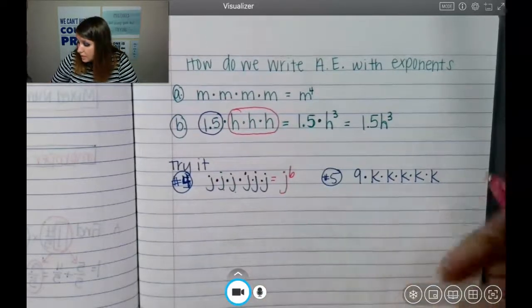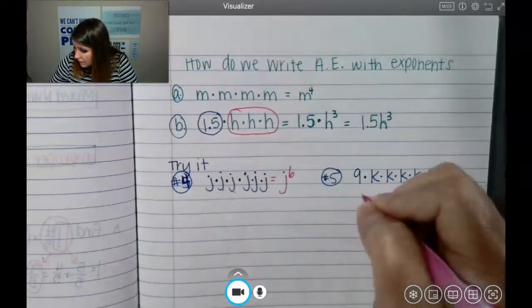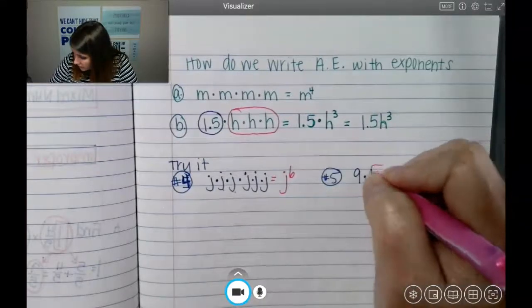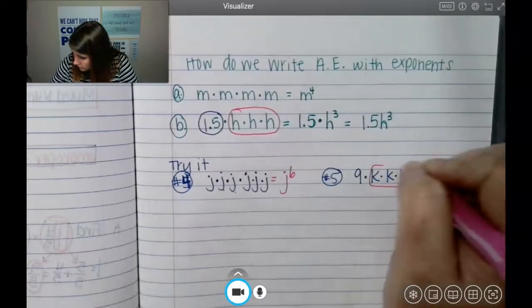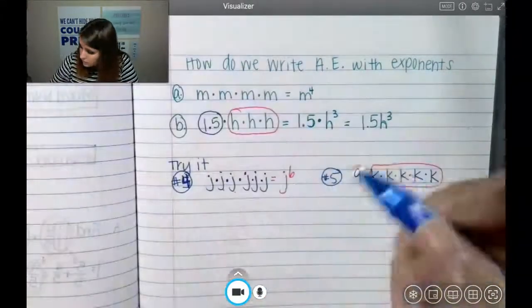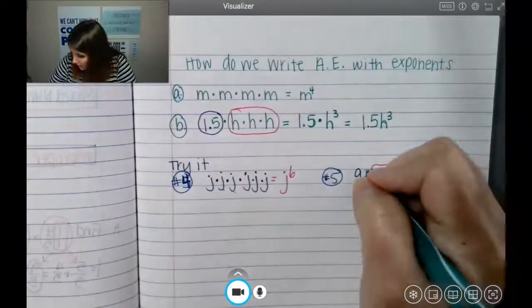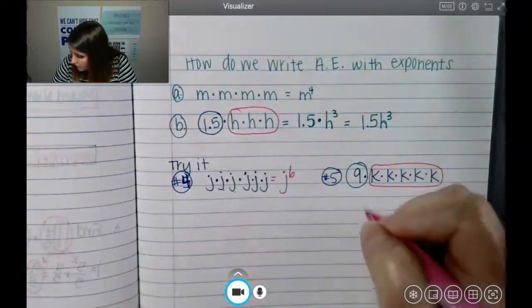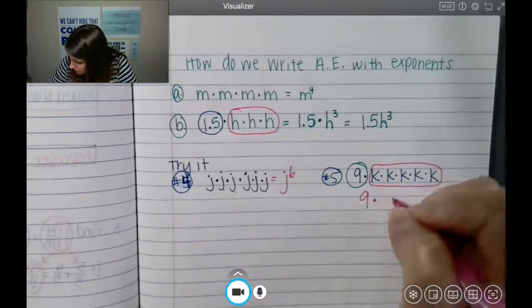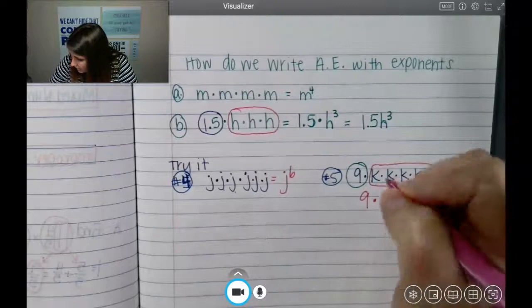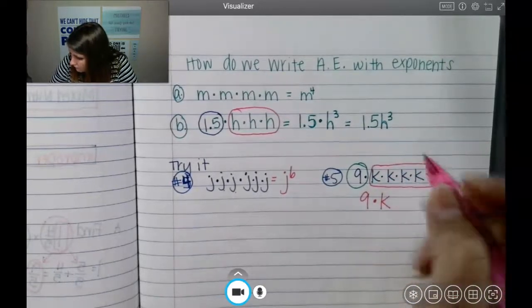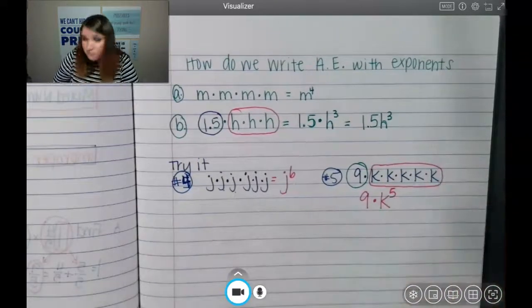Okay, this one. Our answer would be, again, we have 2 parts to this. We have the k's over here, and we had this 9 times those k's. So our answer would be 9 times k, because it's all about the k. 1, 2, 3, 4, 5. 5 times.